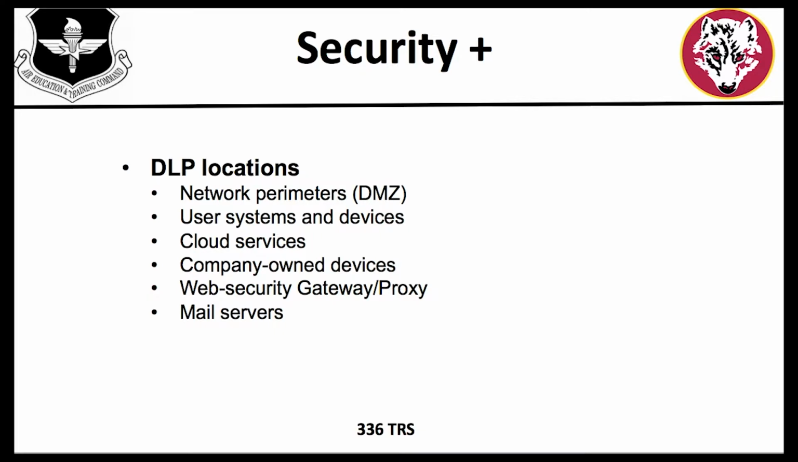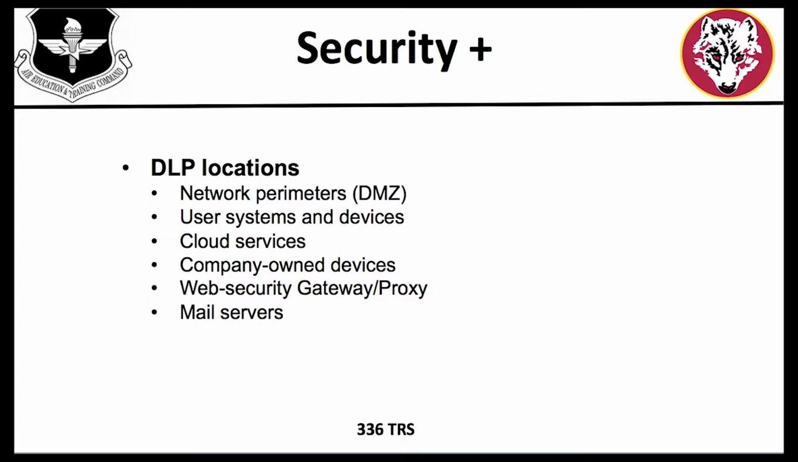As for the different locations where you would find a DLP, three main areas would be around your network perimeters, where you may see associations like your DMZs, your user system devices or company-owned devices. A lot of times, if they're using some sort of DLP implementation, there's going to be an agent installed on those devices themselves. You may also have it associated with locations dealing with cloud services.